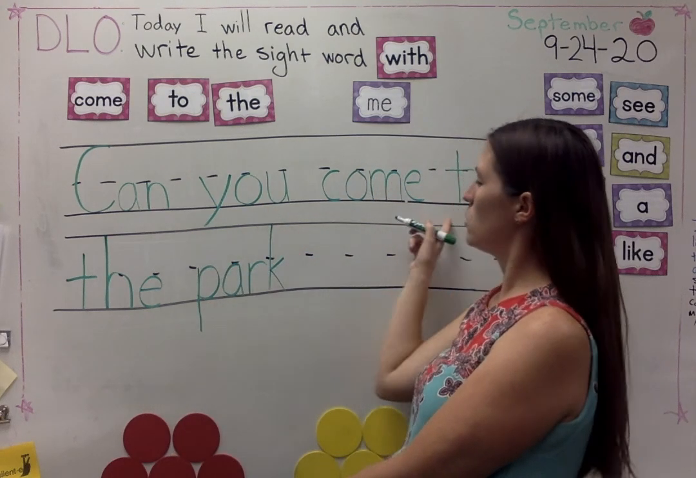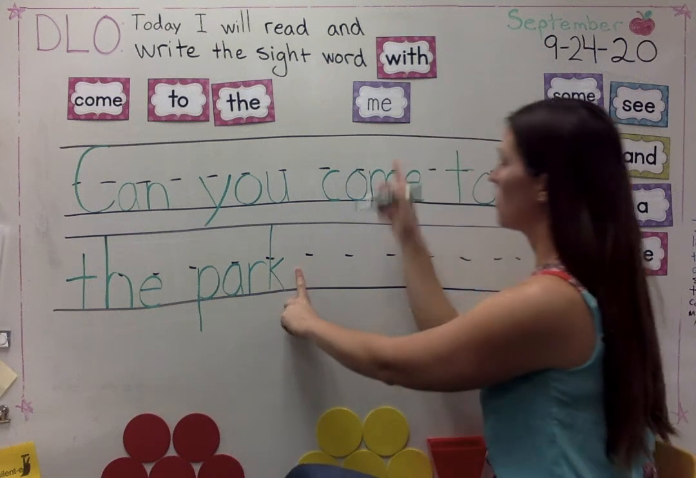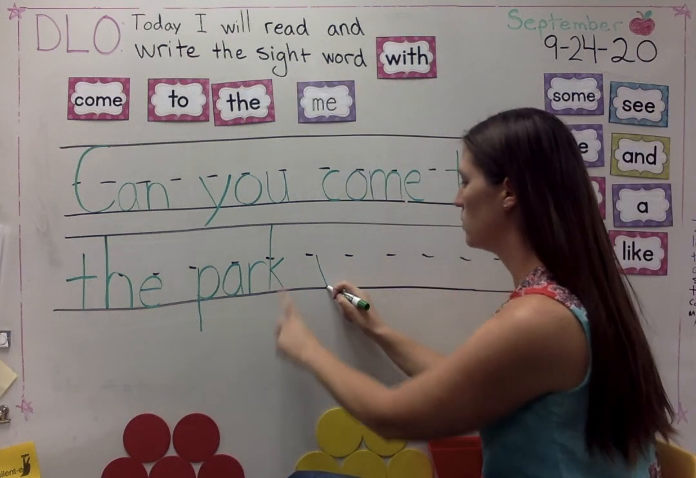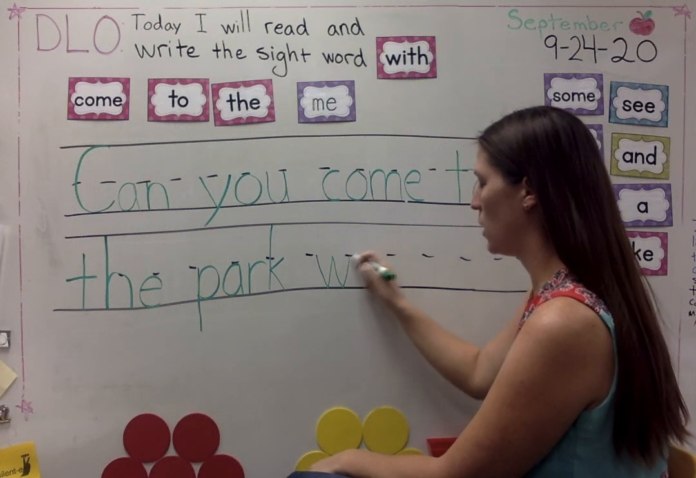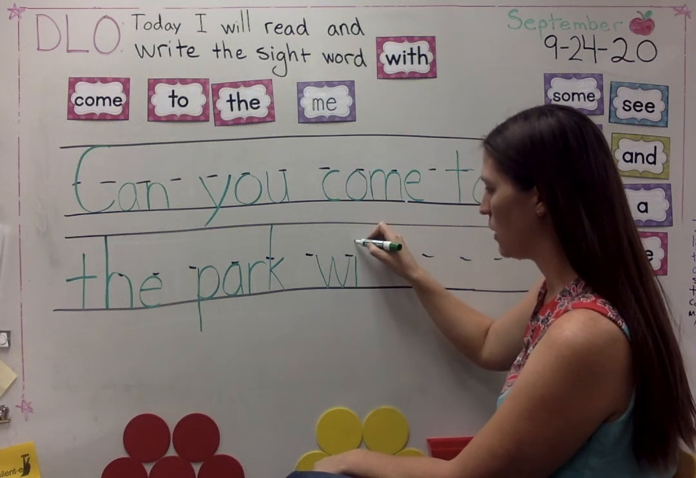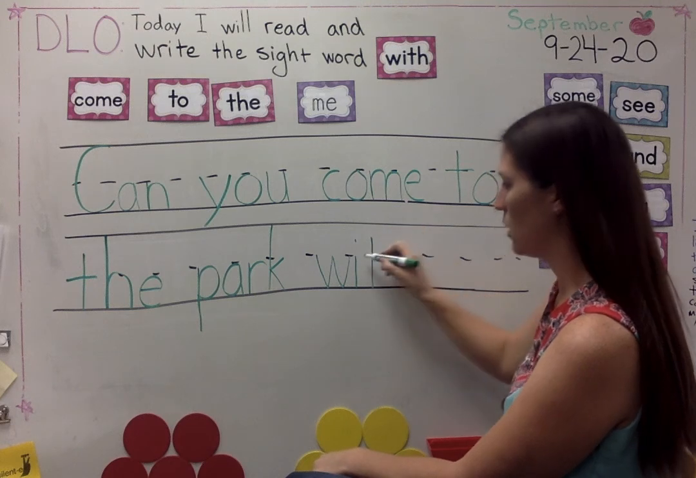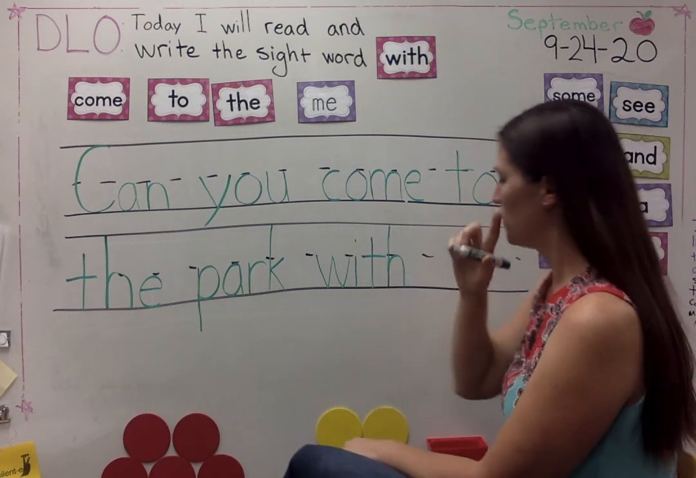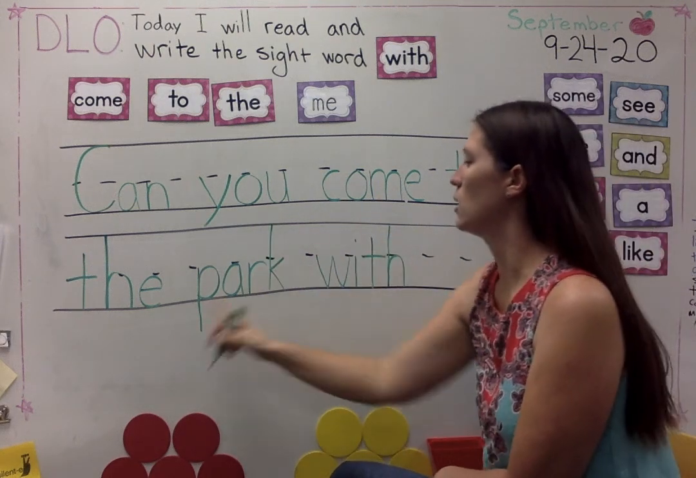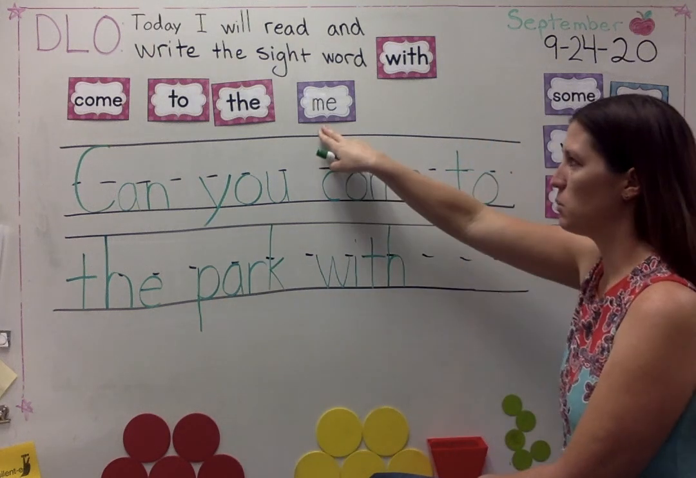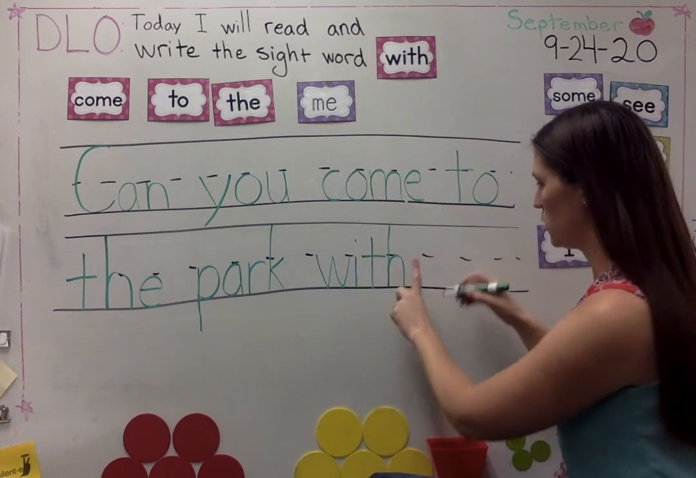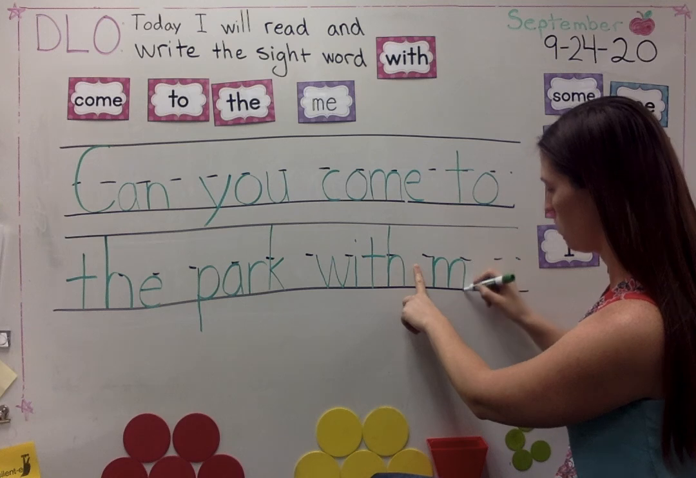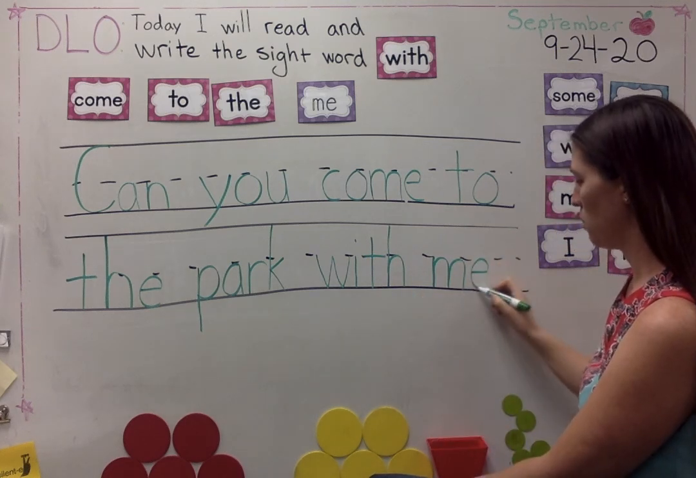Can you come to the park with, my new sight word with, W, down, up, I, down, dot, T, down, cross, H, down, hump. Can you come to the park with me? How do I spell me? M-E, finger space. M is down, hump, hump, E, over, up, and around.